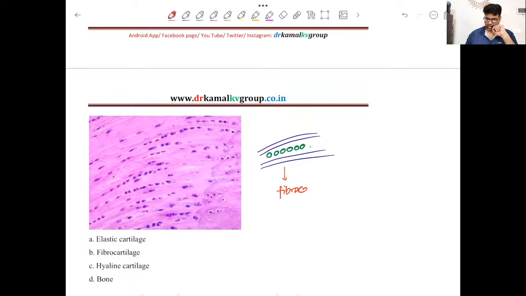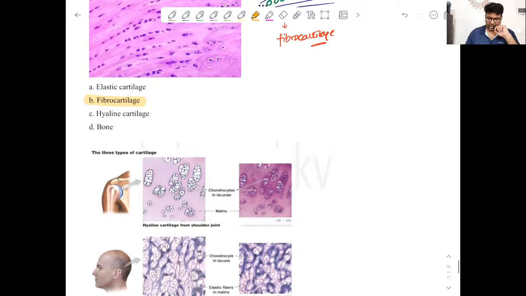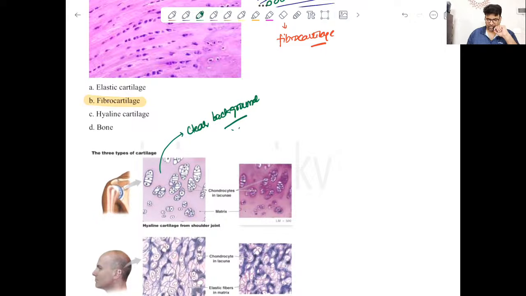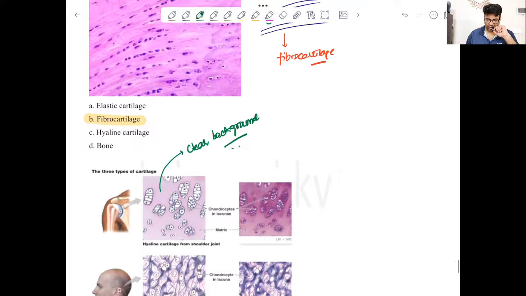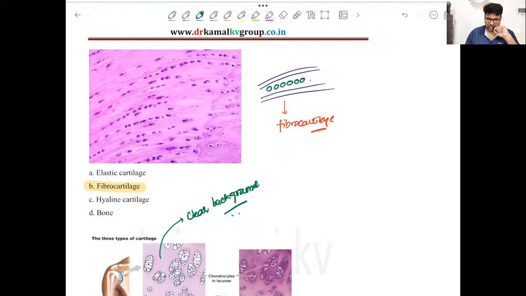So this is fibrocartilage. Clear? So the easiest of all to recognize in terms of cartilage is fibrocartilage. Hyaline is slightly different. In hyaline, you will see a clear background. You will see chondrocytes against a clear background. That's very important. Here, the background is not clear. You can see fibers something like this.